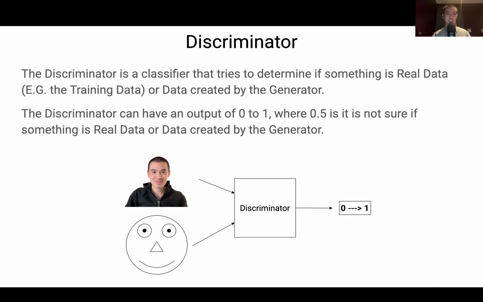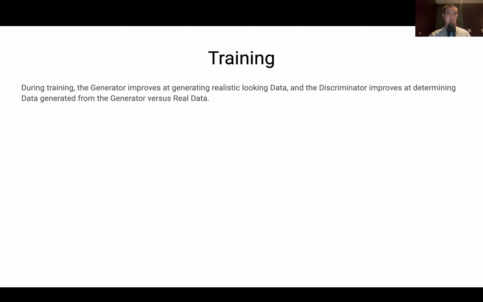The discriminator can have an output of 0 to 1, where 0.5 is it is not sure if something is real data or data created by the generator. What happens during training for a GAN? So, warning, wall of text incoming.